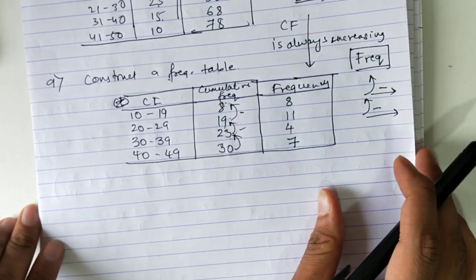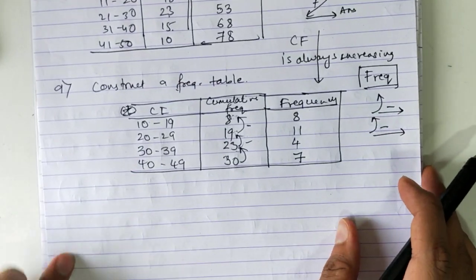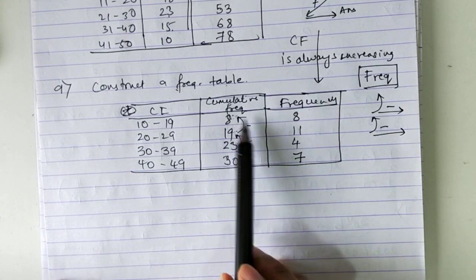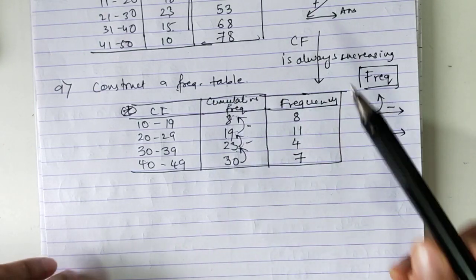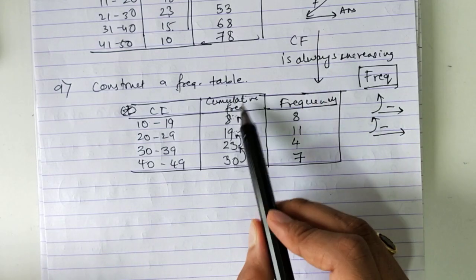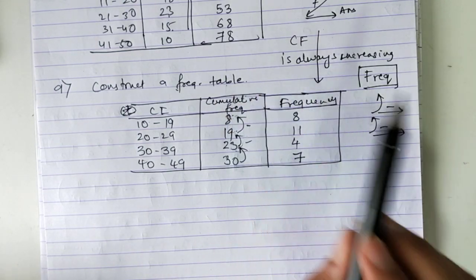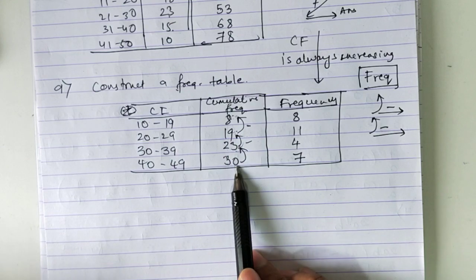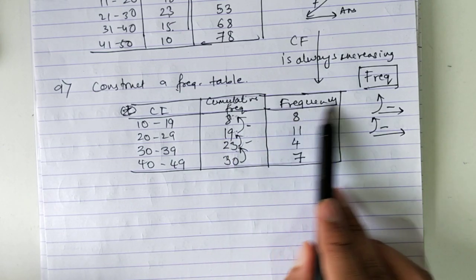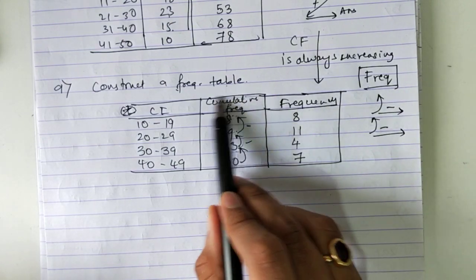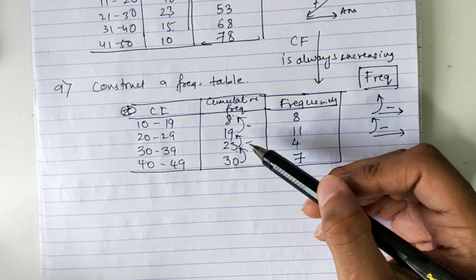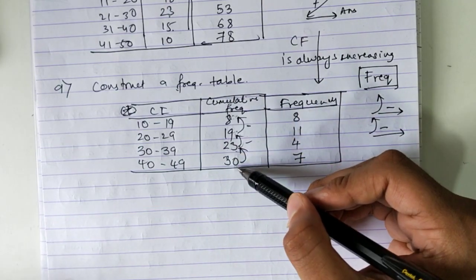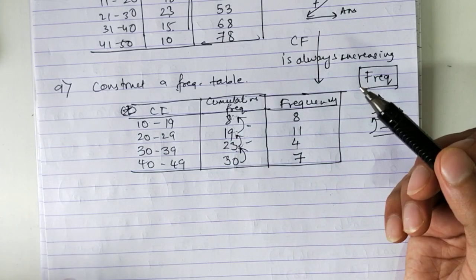Because sometimes in an exam, there was a question where they gave you these numbers, but they did not mention here that this is a cumulative frequency. They kept it blank and just gave these numbers and wanted you to find the frequency. They did not mention that it is cumulative frequency. So by looking at the data, if the values are increasing, you must understand that it is cumulative frequency.